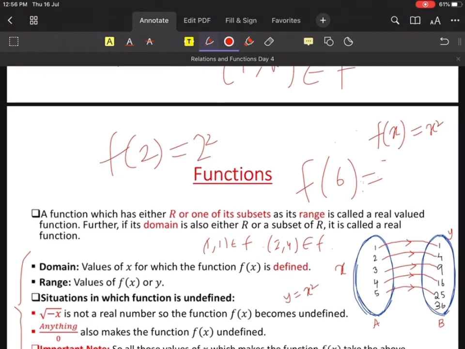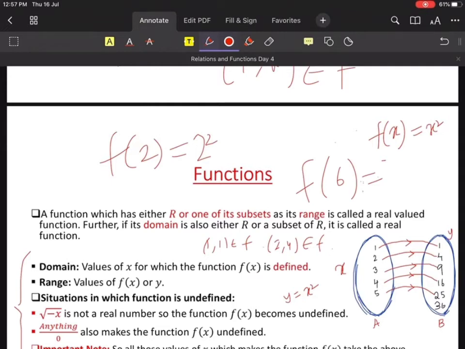So here is the definition: values of x for which the function is defined. Understood? So what is the domain? And what did you say about domain? Domain is 1, 2, 3, 4, 5. When I asked you the domain, what did you say? 1, 2, 3, 4, 5, right? Did you say the domain is 1, 2, 3, 4, 5, 6? No. You haven't said, right? Why? Because the element 6 is not there, right? So what can we say?